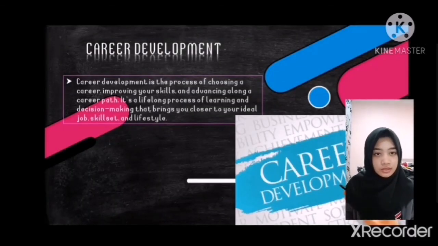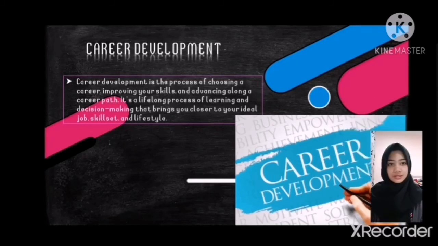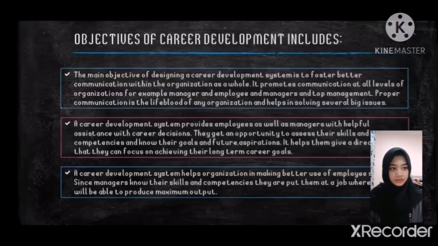Career development. Career development is the process of choosing a career, improving your skills, and advancing along a career path. It's a lifelong process of learning and decision-making that brings you closer to your ideal job, skill set, and lifestyle. So that's career development.